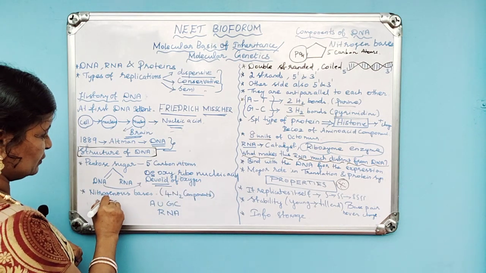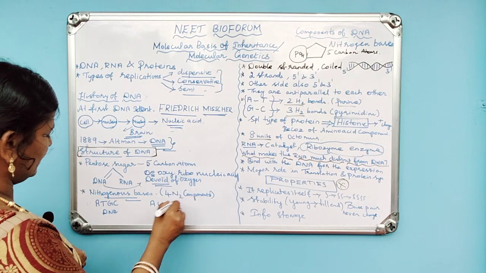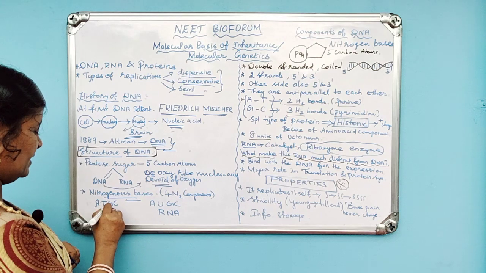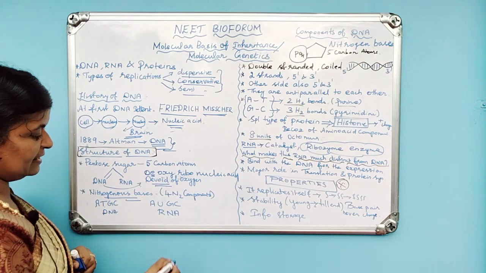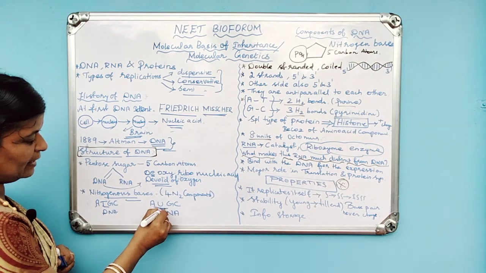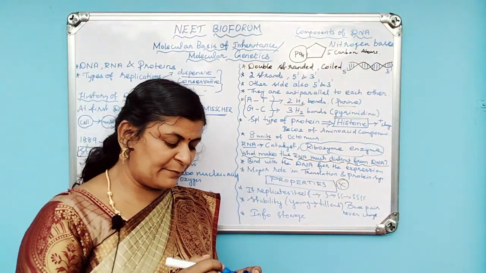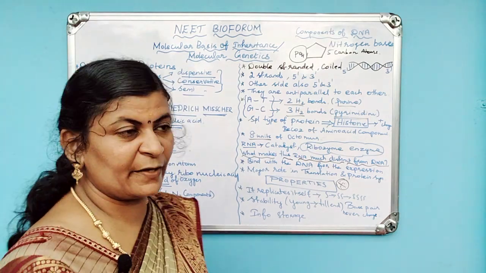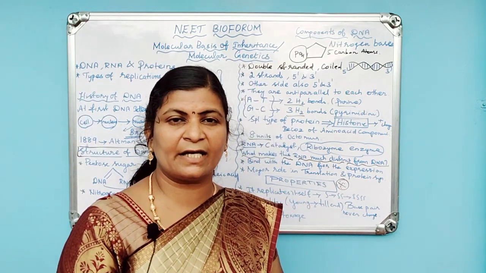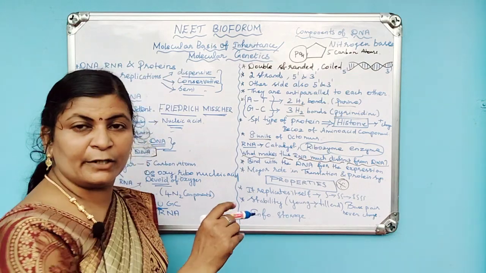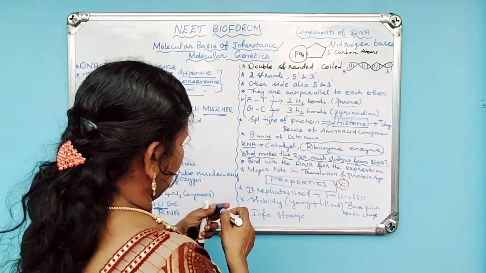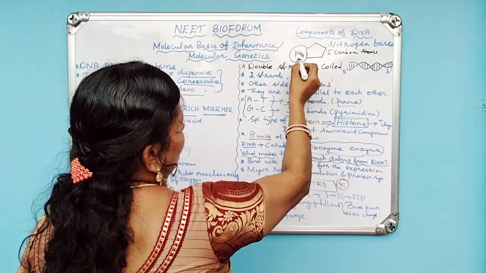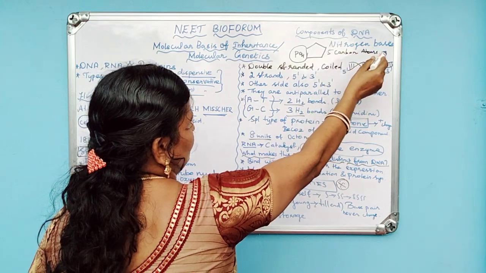Then it has nitrogenous bases. Four nitrogen components are present. In DNA, adenine, thymine, guanine and cytosine are present. In RNA, instead of thymine, uracil is present. So DNA structure has a 5 carbon sugar, a phosphate group and nitrogen bases.